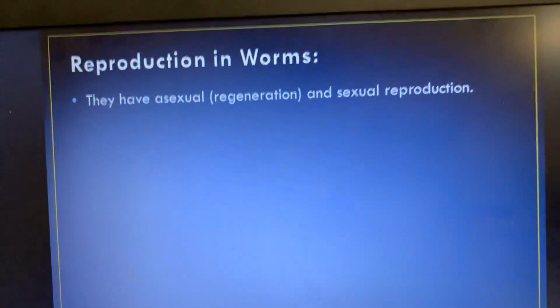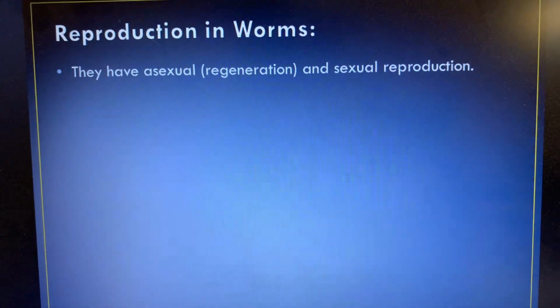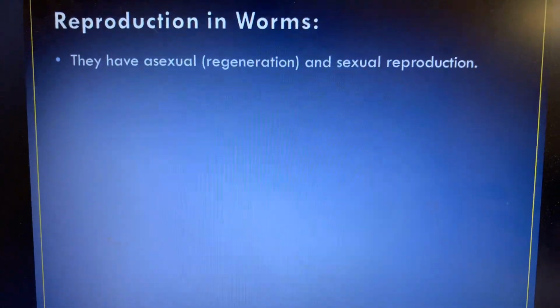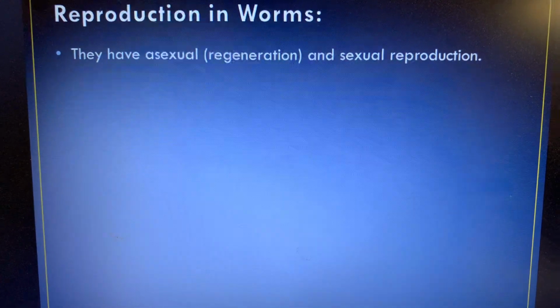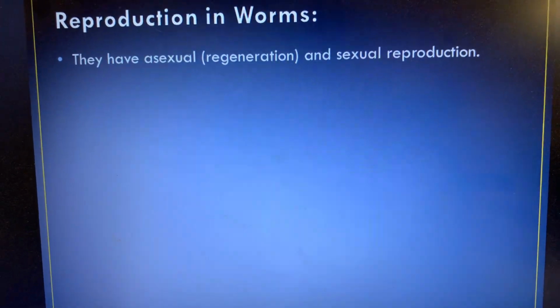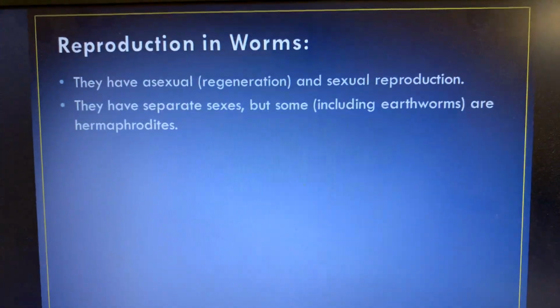They can asexually reproduce. Like you could cut a worm and part of it off, and it could regrow and regenerate itself and stay alive. They also have sexual reproduction.